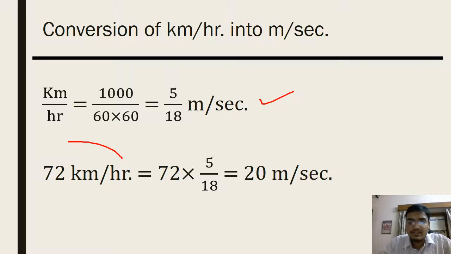Let us have a question. Just try this: 72 kilometers per hour. You multiply it by 5 by 18. This gets cancelled out by 4. You get 20 meters per second.